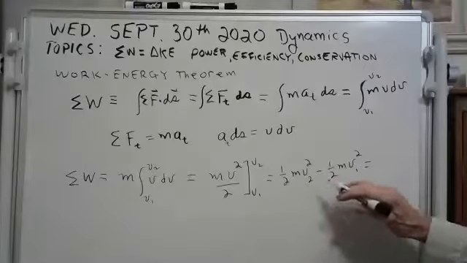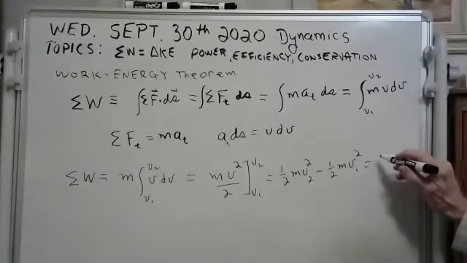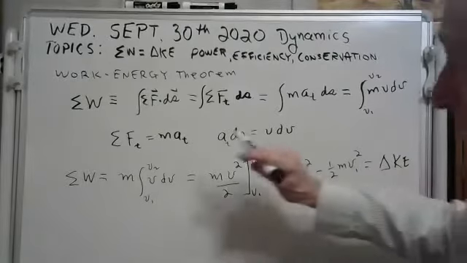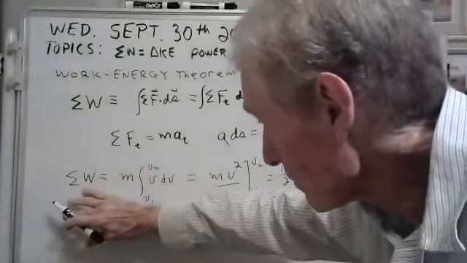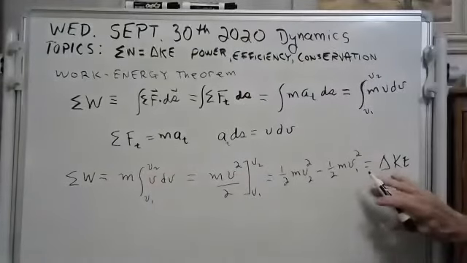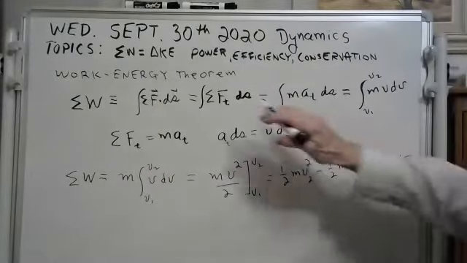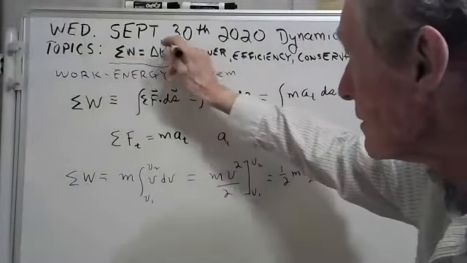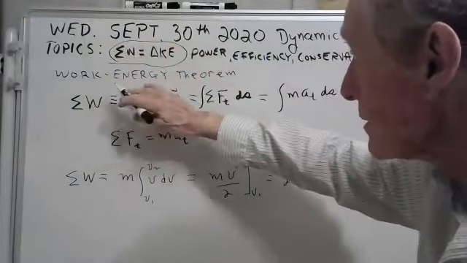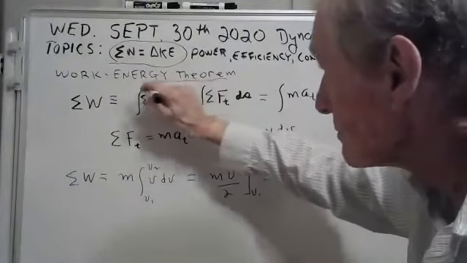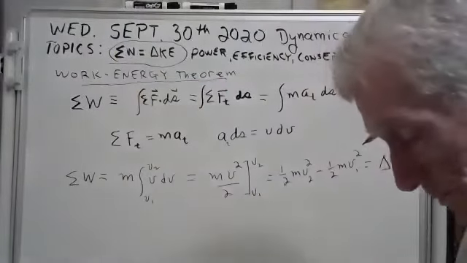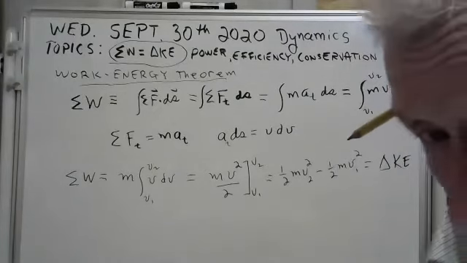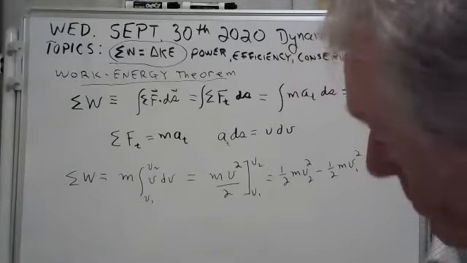So what you've got here is the change in kinetic energy. We started with the sum of all the works done on a body, and it's equal to the change in kinetic energy of the body. They call this the work energy theorem. That's the name of it. Very powerful. It's the second most important equation in our course.